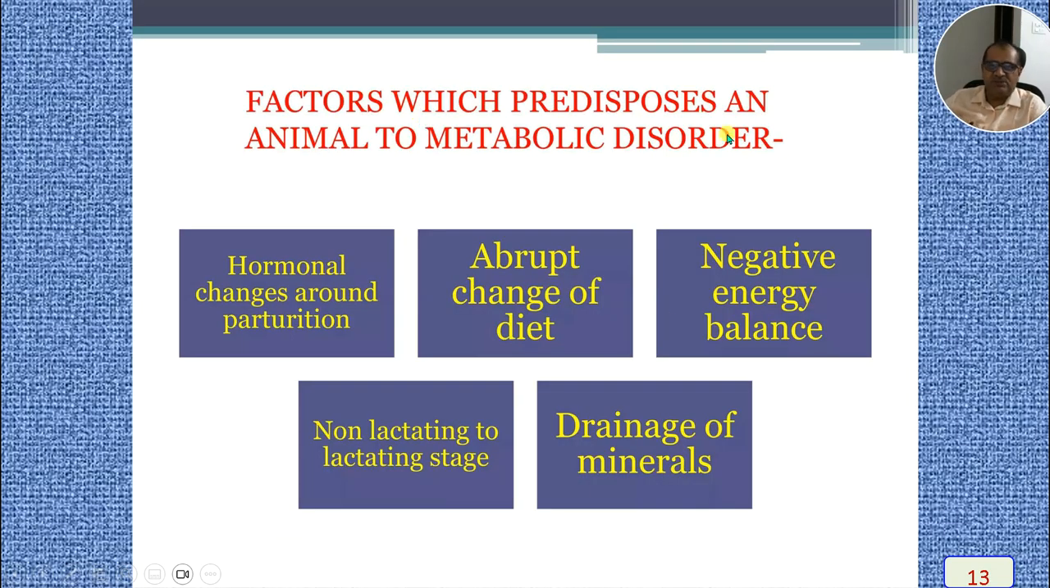So factors which predispose an animal to metabolic disorders are always there: hormonal changes are involved, then abrupt change of the diet from one ration to another ration is also involved. Then negative energy balance is another thing, because low energy containing diets may also lead to negative energy balance. Then non-lactating to lactating stage: suddenly, if they jump from non-lactating to lactation stage immediately after parturition, then a lot of drainage of the minerals is always a problematic thing which leads to metabolic disorders.